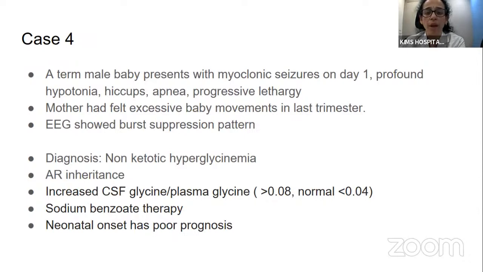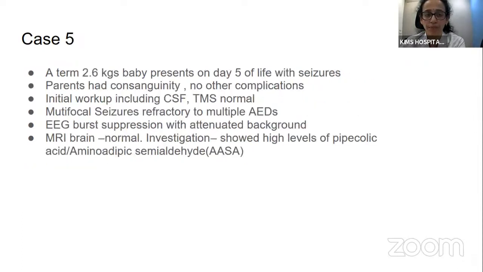And opsoclonus myoclonus will be the predominant feature in this presentation. And when we do the CSF, there will be increased CSF glycine to plasma glycine ratio of more than 0.08, the normal being less than 0.04. So sodium benzoate therapy is administered for this condition, and the NKH, which has a neonatal onset, usually has a poor prognosis. Let's go on with our next case.